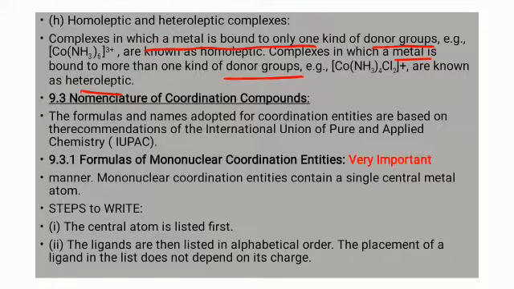Nomenclature of coordination compounds. The formulas and names adopted for coordination entities are based on the recommendation of IUPAC. Formulas of mononuclear coordination entities are very important. Mononuclear coordination entities contain a single central metal atom or ion. Steps to write the formula: the central atom is listed first.